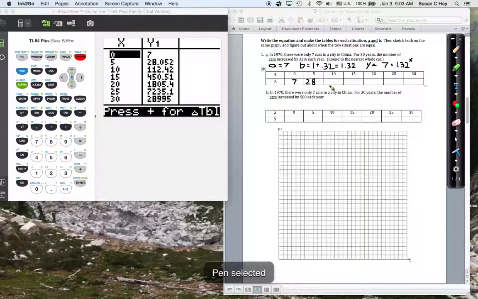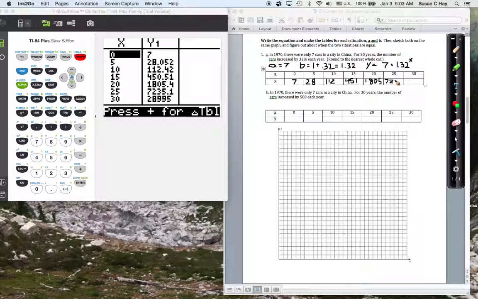So 28 and then 112. I got to get my pencil back. And then 450, rounded up to 451. Since it's 5 or above, you round up. So 451 at 15, 1805 at 20 years. So it's going up. See how it goes up slowly at first and then starts going faster and faster. At 25, we're already at over 7,000 cars.